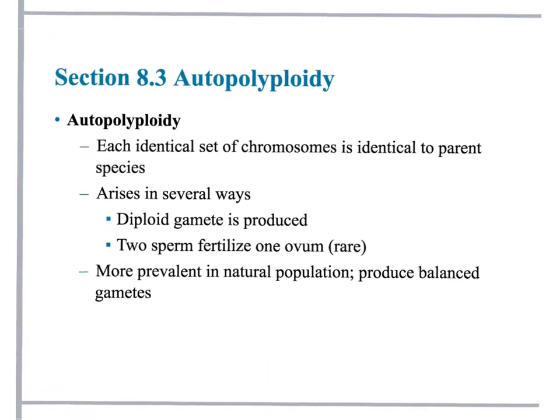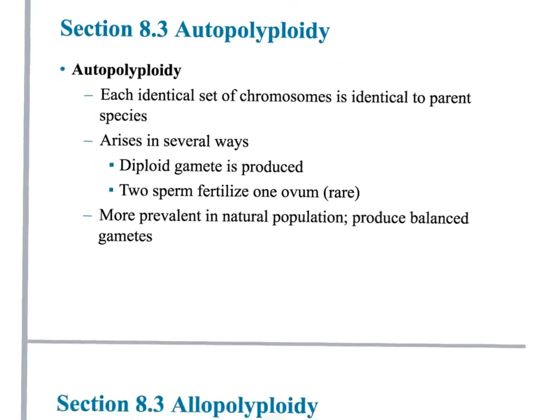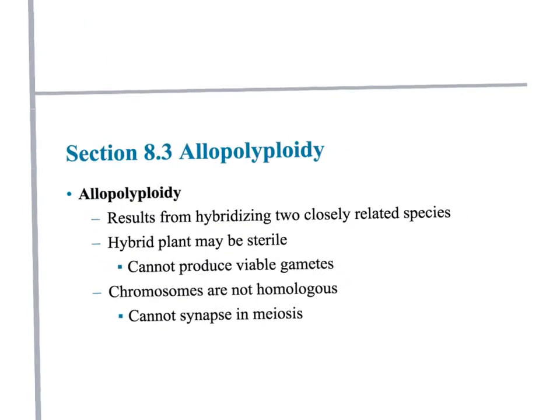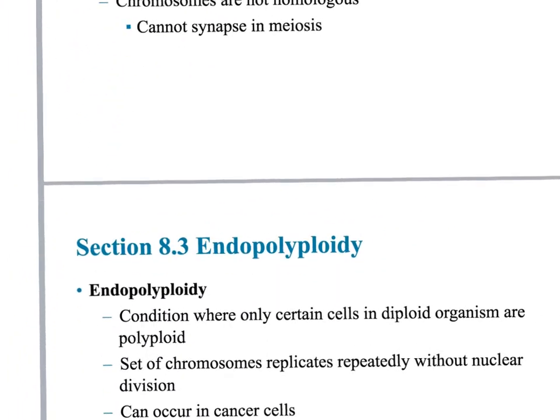So autopolyploidy is where each set of chromosomes is identical to the parent species, and it arises either through a diploid gamete being produced or two sperm fertilizing one ovum, which is pretty rare. It's more prevalent in natural populations, and they produce balanced gametes. And then allopolyploidy is hybridization of closely related species, more common in plants again. A hybrid plant may be sterile and can't produce viable gametes, or the chromosomes are not the same and don't synapse in meiosis.